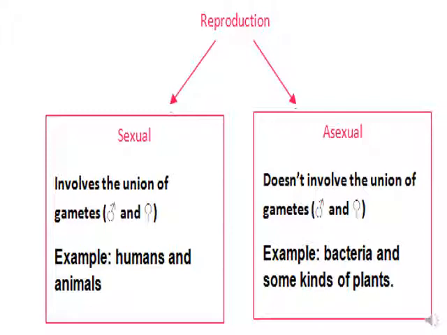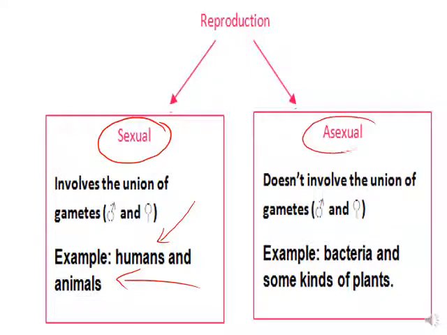Reproduction is divided into sexual and asexual reproduction. Sexual reproduction involves the union of the male and female gametes. Union means the meeting of the male and female gametes. Examples are humans and animals. Asexual reproduction does not involve the union of male and female gametes. Examples are bacteria and some kinds of plants.